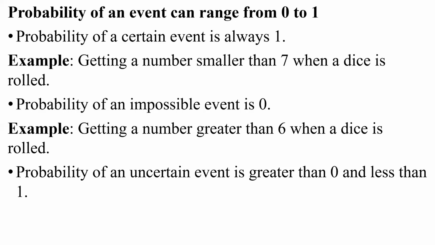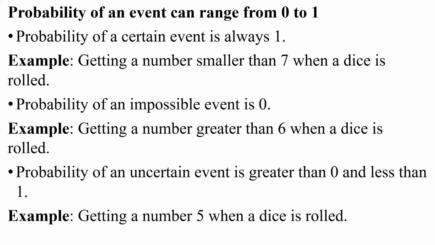Probability of an uncertain event is greater than 0 and less than 1. Uncertain event means the result of the event is not known. We can expect some result, but we cannot be sure about it. So for such an event, an uncertain event, the probability is greater than 0 and less than 1. Example, getting a number 5 or number 2 or number 4 or number 6 when a dice is rolled.